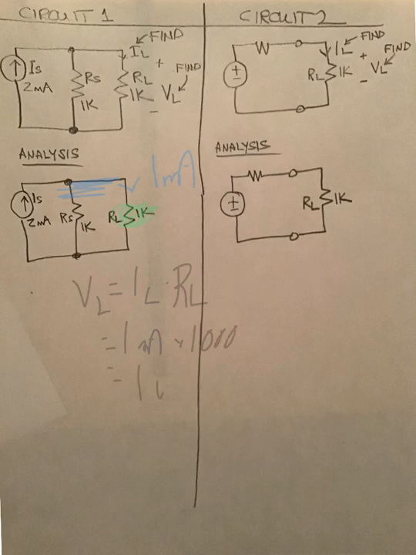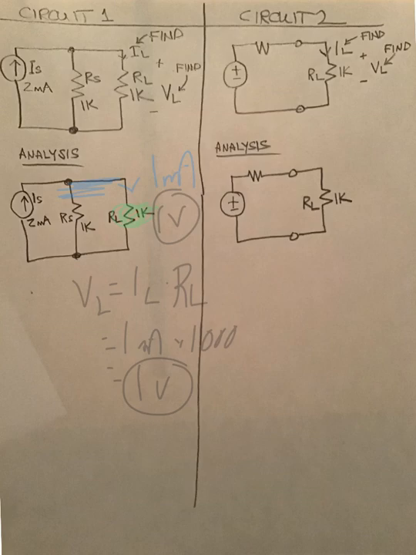That leaves 1 volt. 1 volt for this resistor and 1 milliamp. That's what that load sees. It does not know there's a current source and a parallel resistor. It's giving you 1 volt and 1 milliamp.